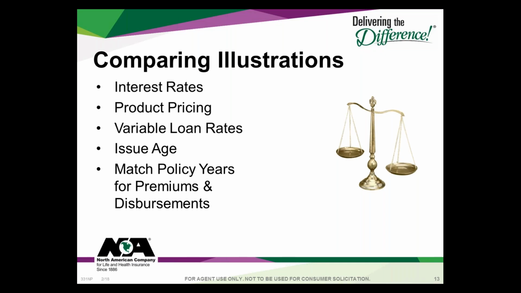So be aware of their actual birth date and put that in, because 50% of the time, I guess, they would be 1 year younger on an age last birthday product instead of an age nearest. And if you just throw in their age, you're misstating it 50% of the time. That's a big deal. And then match policy years for premiums and disbursements.